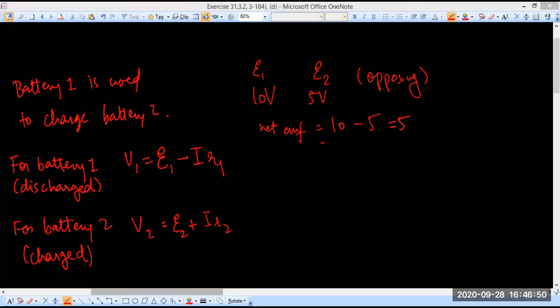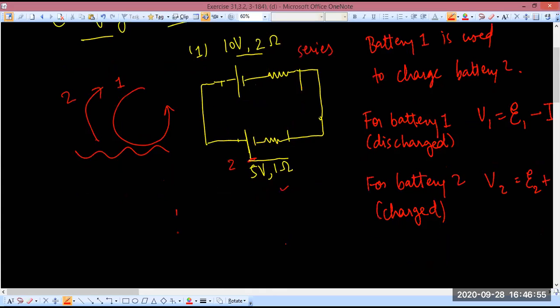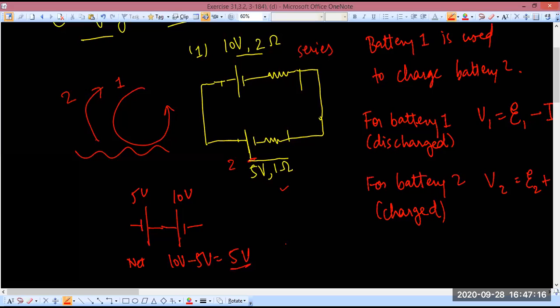I'll just repeat it very quickly. What I'm saying is that this situation is like a 10 volt battery or 10 volt EMF in this manner, right? But this 5 volt is trying to make current flow in the opposite manner. So that is like this. I hope that makes sense. So this 10 and 5 are opposing each other, so the net EMF should only be 10 volt minus 5 volt, that is 5 volt. Clear? That's what I'm saying.